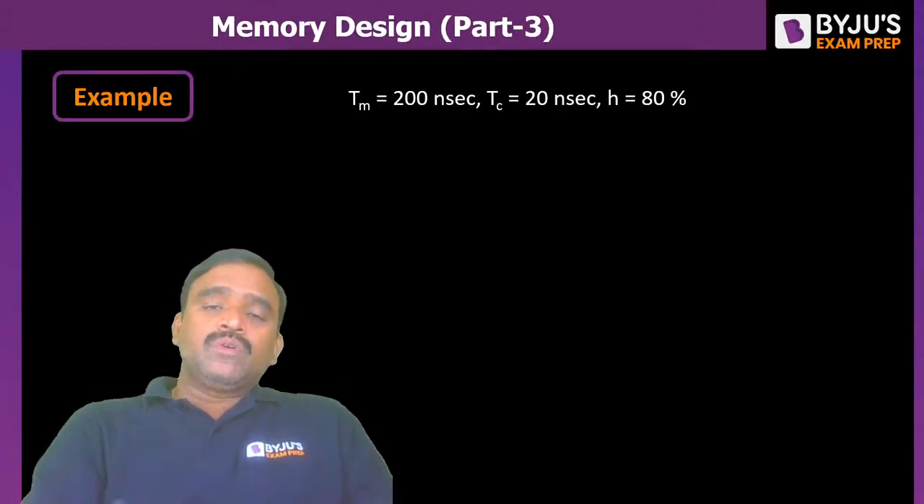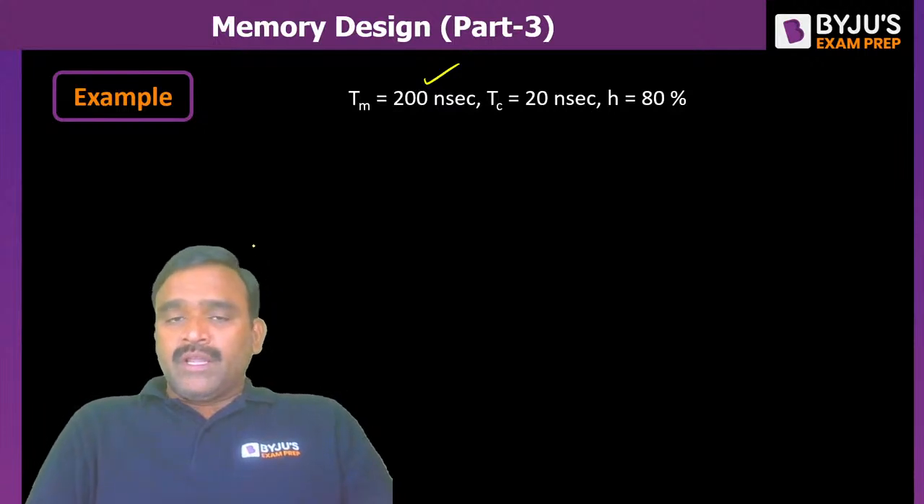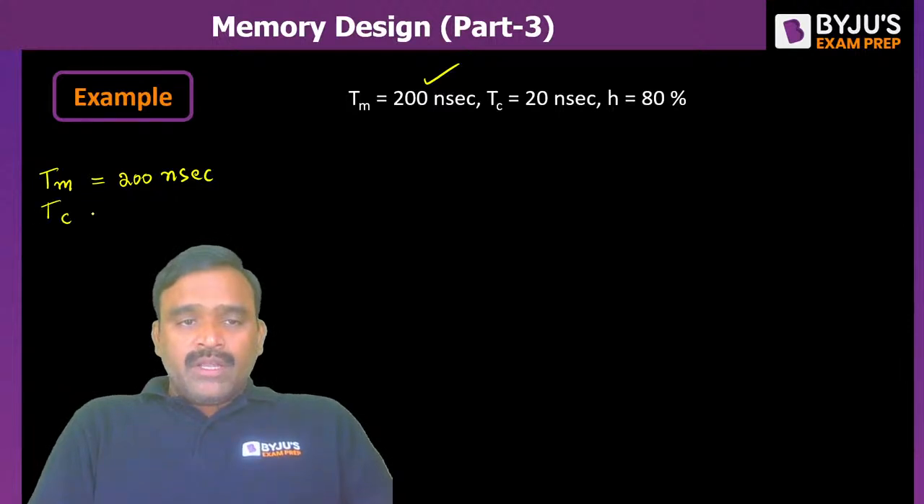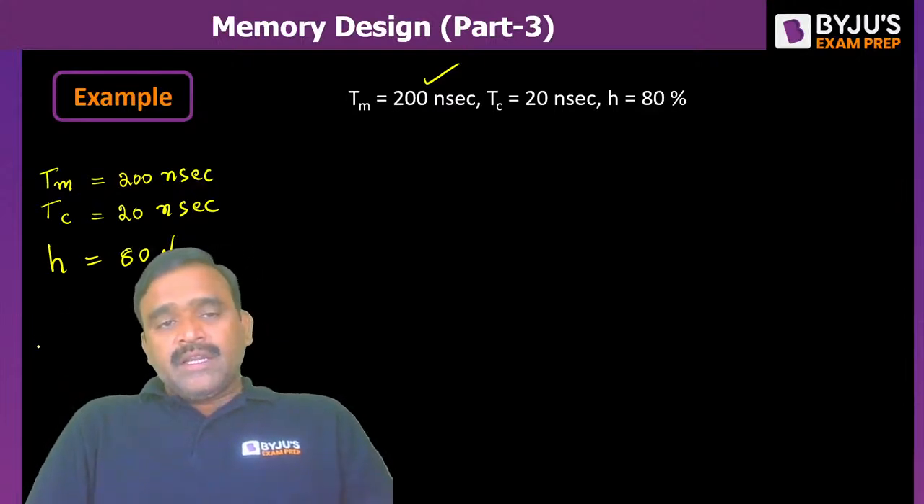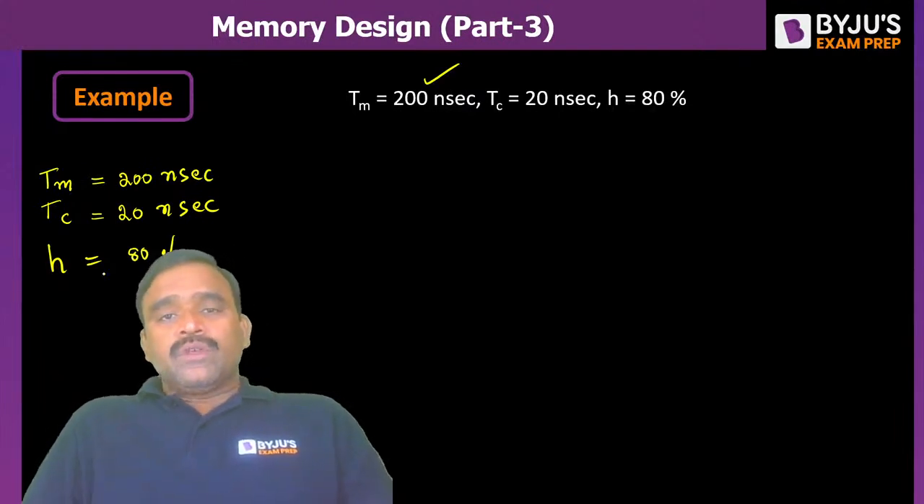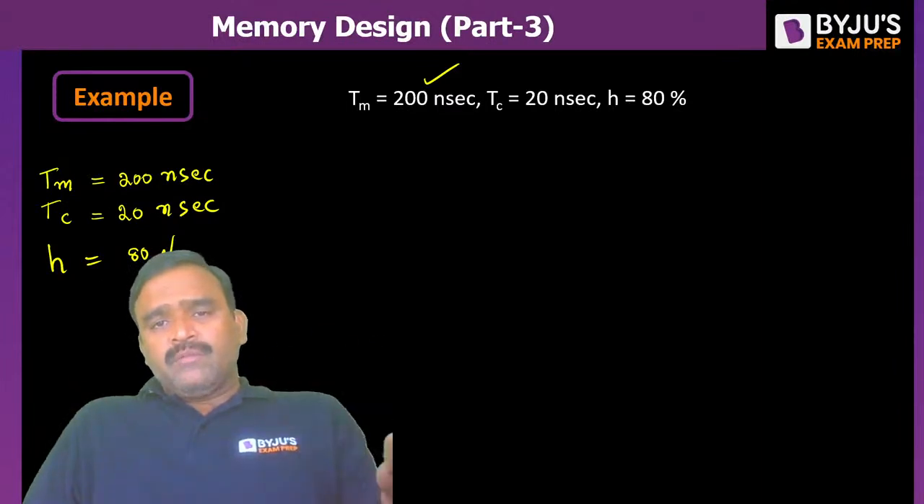Let us suppose TM is equal to 200 nanoseconds. That means the amount of time taken for main memory to access is 200 nanoseconds. And TC, the amount of time taken for cache memory to access, is 20 nanoseconds. And the percentage of hit ratio is 80%. What does it mean? For 100 references, 80 times the data is found in the cache only. Only for 20 times you will go to the main memory. So 80% is the exact hit ratio. If we improve the hit ratio, effective access time is reduced because the majority of the time it takes less time.